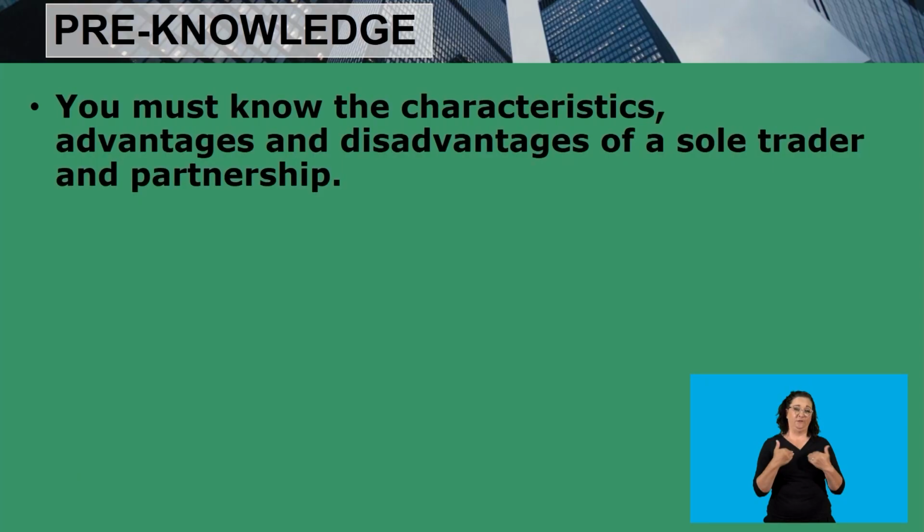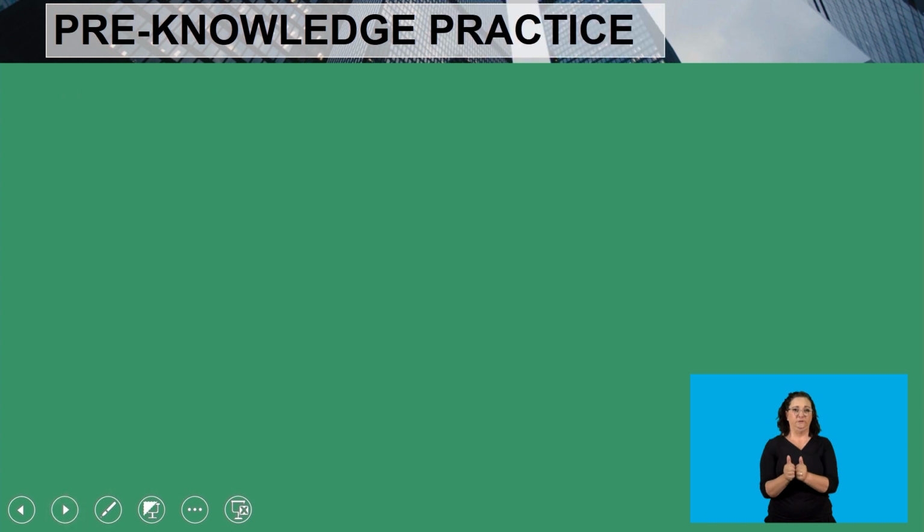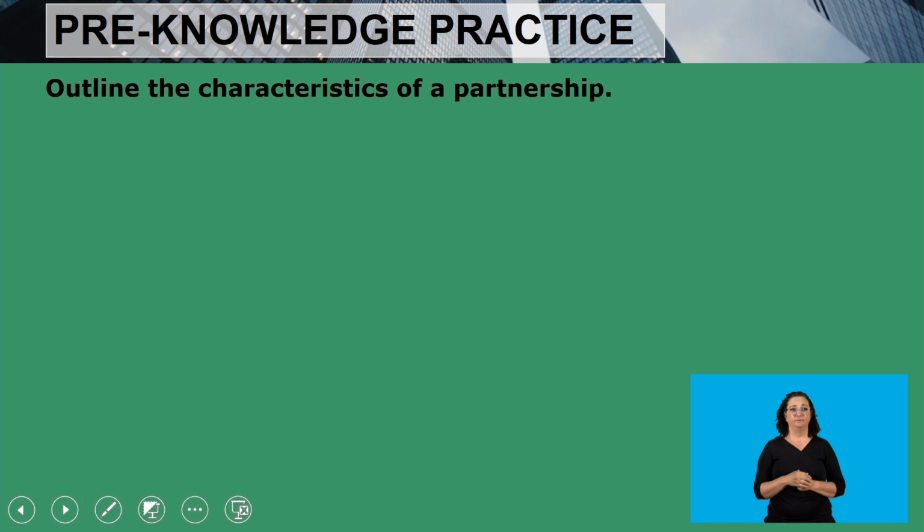Let us look at our pre-knowledge. With the pre-knowledge, we are referring to the knowledge that you should be knowing by now before we even commence with our lesson. So you must know the characteristics, advantages, and disadvantages of a sole trader and a partnership. Let's look at our pre-knowledge practice. It says outline the characteristics of a partnership.